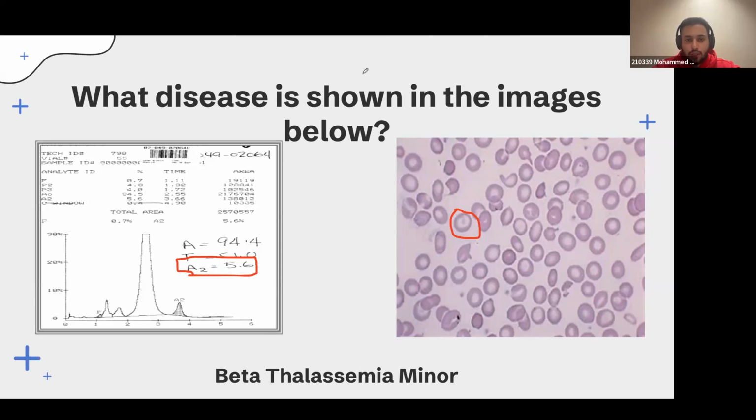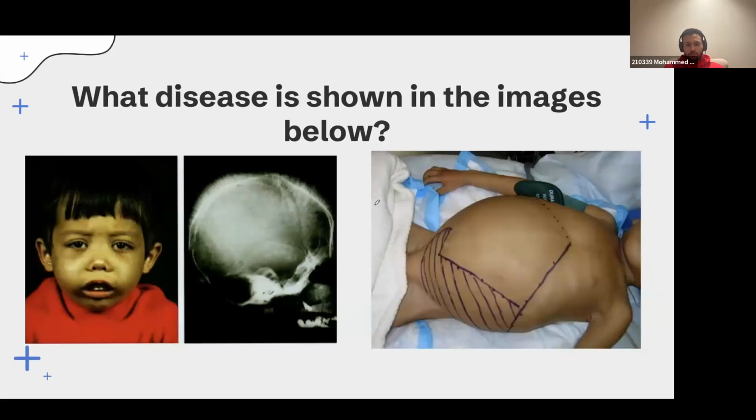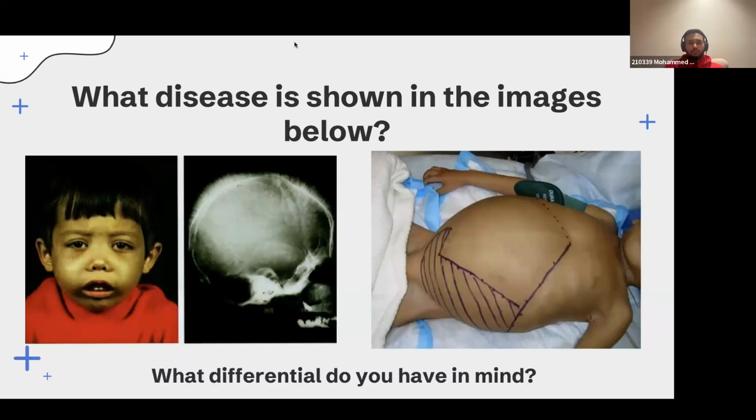Now, can you guys tell me from these images, what are you thinking of? Okay. So someone already said thalassemia major. Okay, good. This is beta thalassemia major, most likely. We won't know until we confirm the diagnosis first. Can someone tell me what's on this first image? What is this feature?